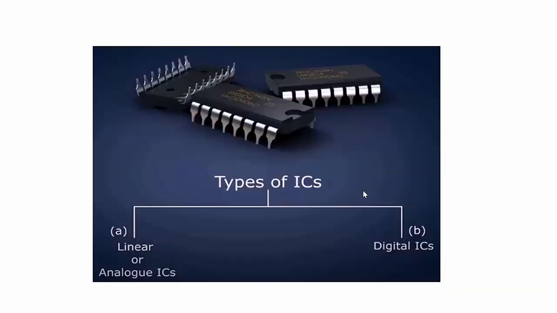These are the types of ICs, commonly classified as linear or analog ICs. The second type is digital ICs, which deal with digital input and output, that is discrete. The ones dealing with continuous input signals are commonly called linear or analog ICs, which produce a linear relationship between input and output.